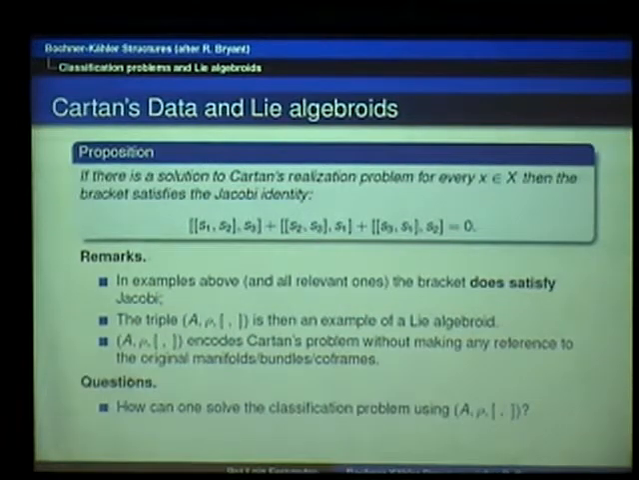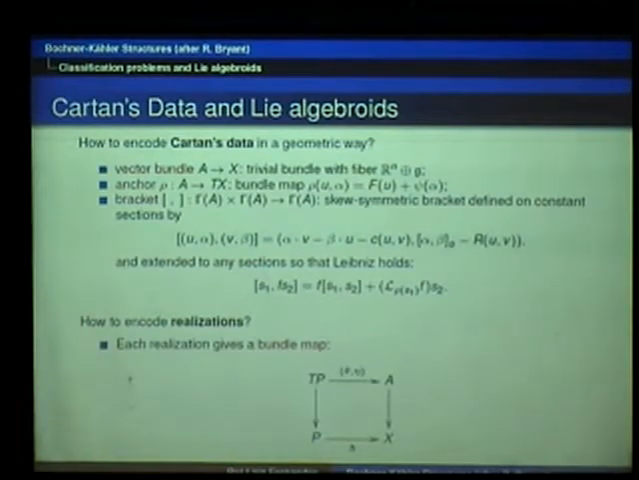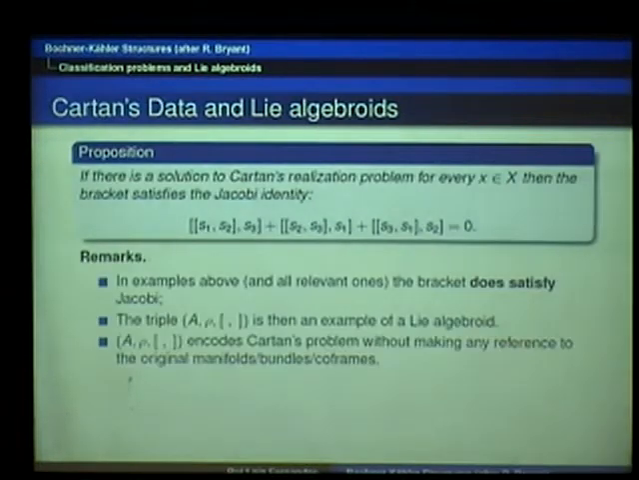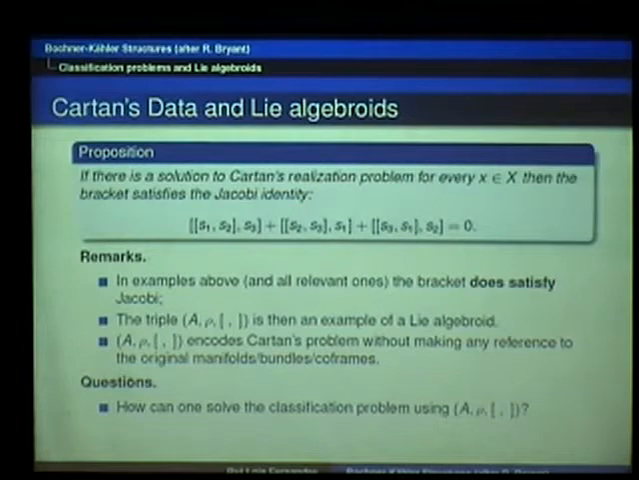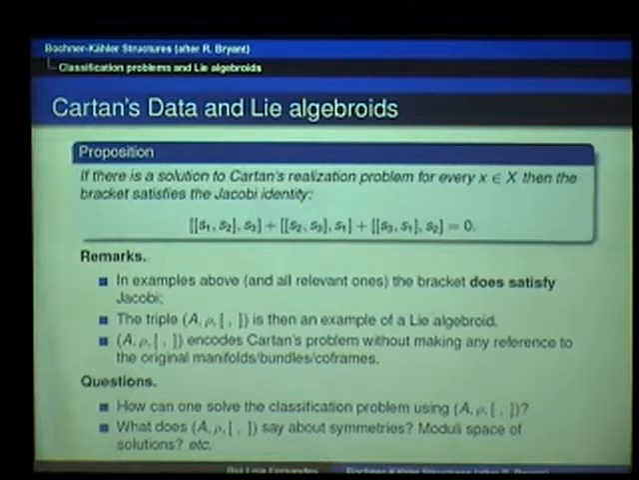But of course, if we want to solve the classification problem, we have to find this realization. So we have to find these bundle maps that appear here. I'm just translating things in some language. So I didn't solve anything. All right. Okay, so the other thing, of course, is, we don't want just to show that these things exist. We want to study their symmetries. We want to describe the moduli space of solutions. Is it smooth? Is it singular? And so on. And it turns out that this approach provides answers to all these questions.